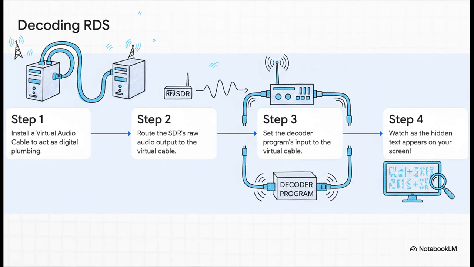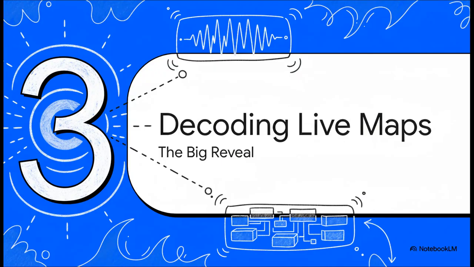Okay, so getting this to work involves a little bit of what I'd call digital plumbing. You're basically using a virtual cable to send the signal from one program to another. But the idea is simple. You capture the signal, you send it to a decoder program, and you watch as all that hidden text just magically appears on your screen. All right, get ready for this, because this next part is where things get really wild. We found audio, we found text, but what if a radio signal could carry something way, way bigger?